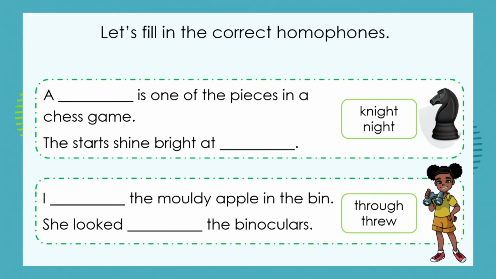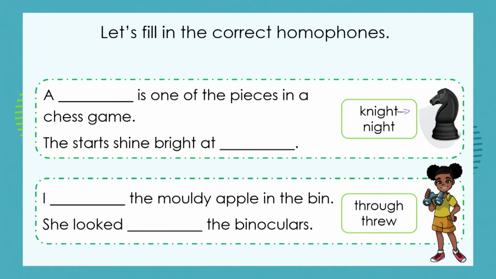So we have night and night. So the first knight is the one that saves the princess and rides on a beautiful stallion, all right? And then the other night is when it's dark and you need to sleep. All right, so that's the one with the N. So let's see which one we're going to use in what sentence.